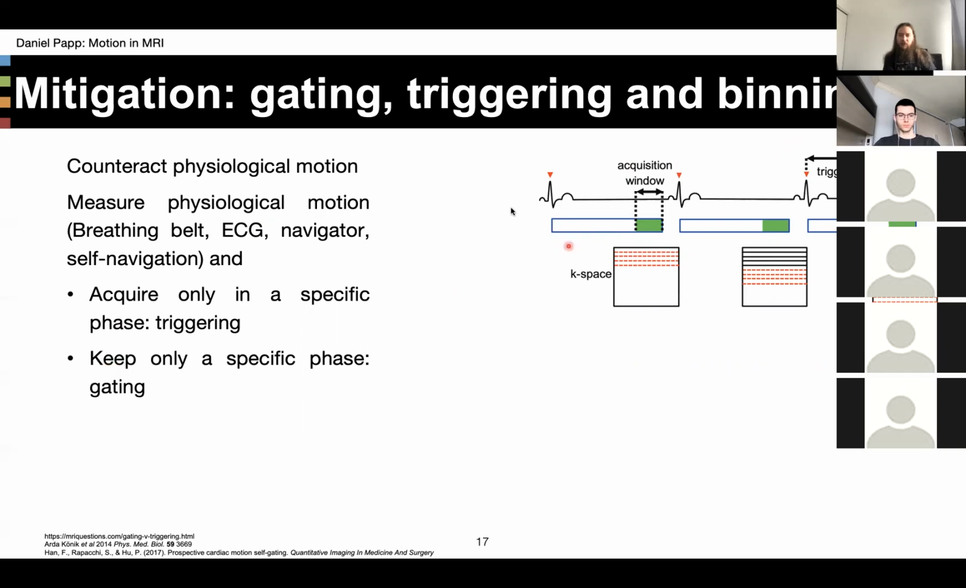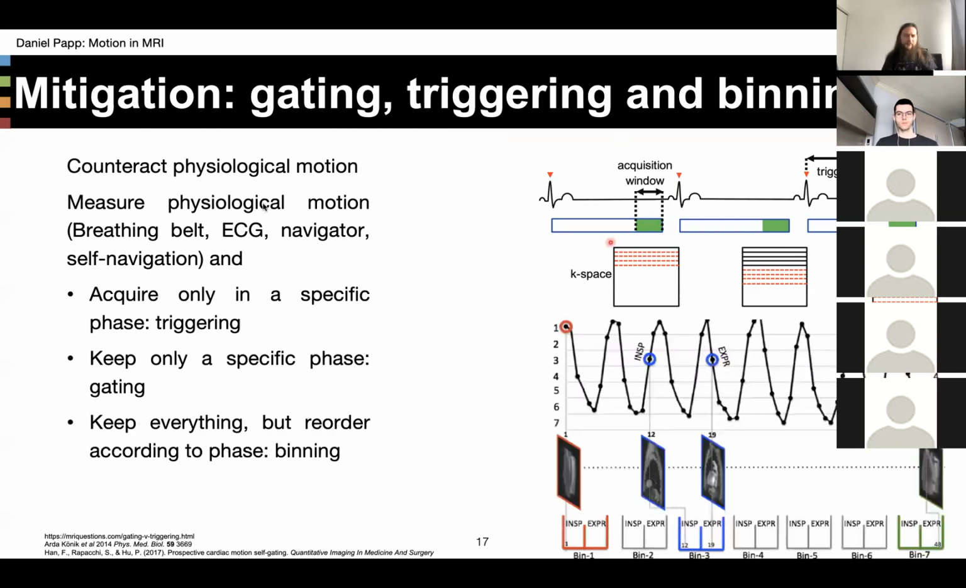Gating would be if we always acquired this data, but only kept some of this k-space data that corresponded to this phase. I must say here that triggering and gating are fuzzy concepts. They're not all that well delineated. So this separation is a bit more mine than fully adopted in the literature. You might see triggering and gating, and they more or less refer to the same thing. The whole idea is just that you have a marker of, oh, heartbeat or breathing has occurred, and we are now in this specific phase, and that means we need to keep that data.